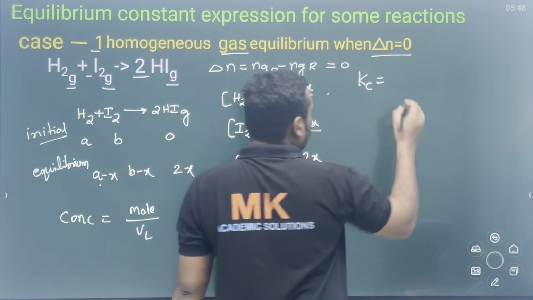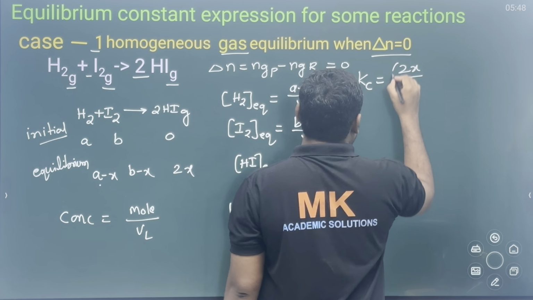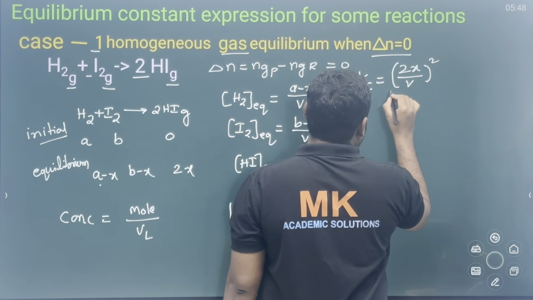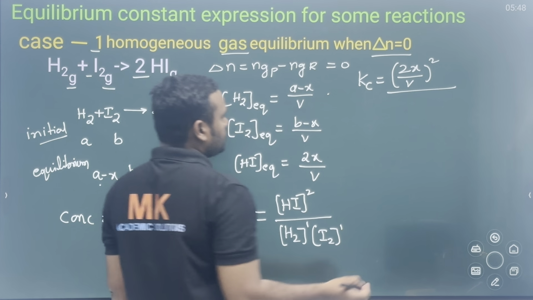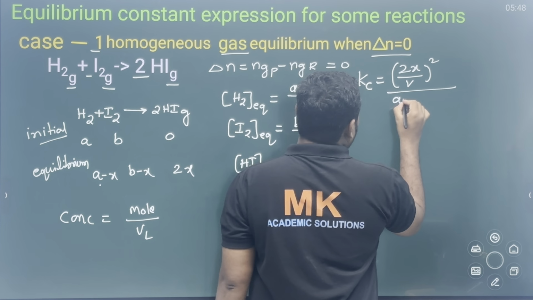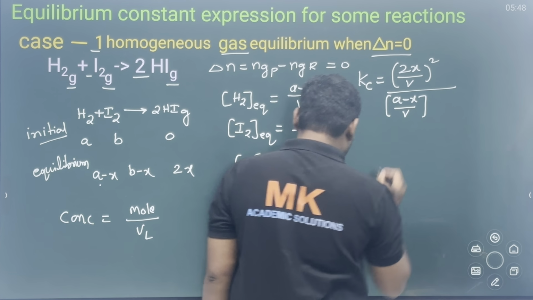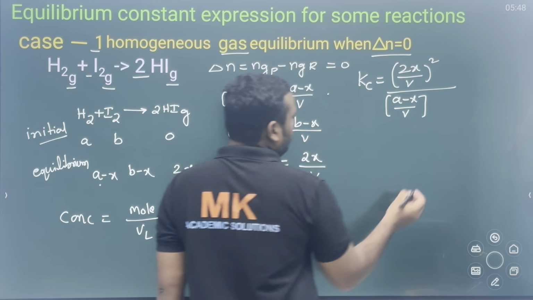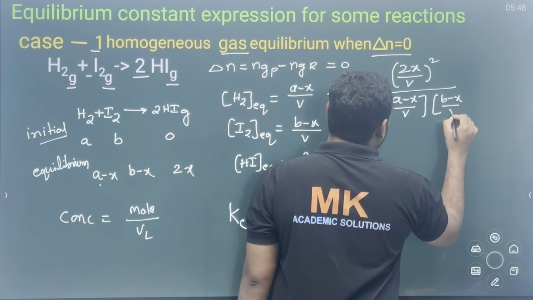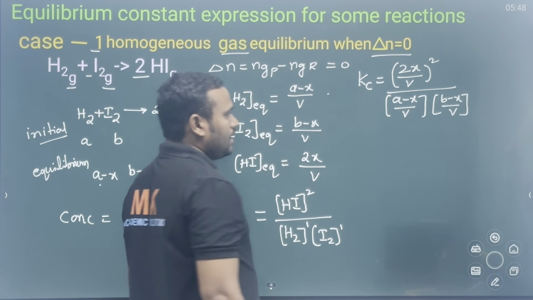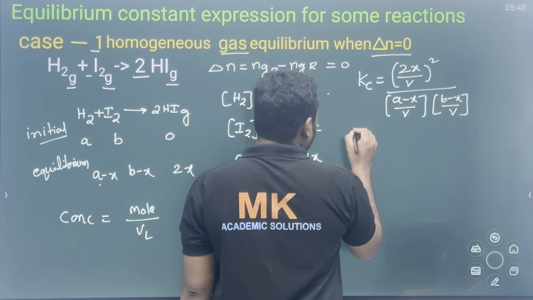We know that it is (2x by V) whole square by the concentration of H2. What is the concentration of H2? That is (A minus x) by V, and the concentration of I2 is (B minus x) by V. Okay, this is the Kc expression. So now let us simplify it.